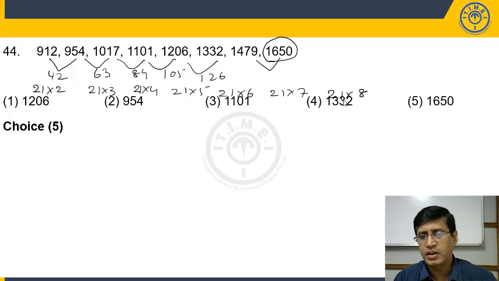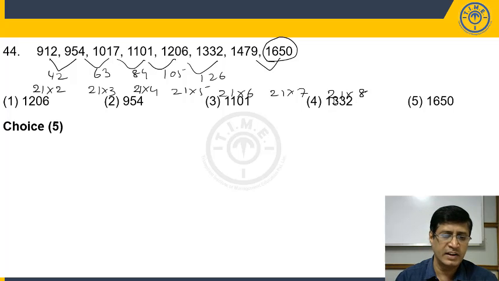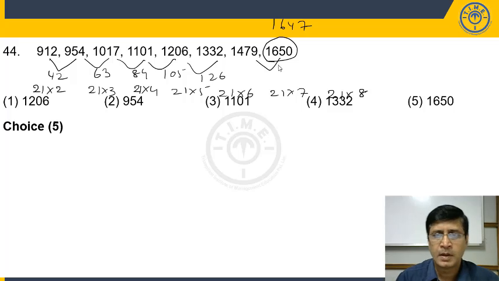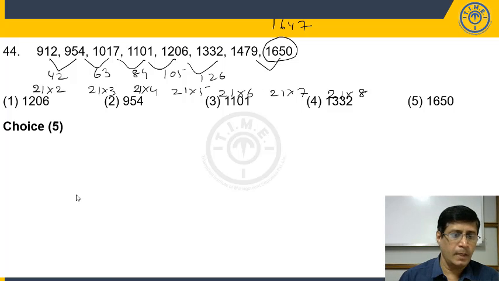The answer for this is option number 5, that is 1650. 21 into 8 means it is 168. So 168 means, what is the number? 1647 is the correct answer. Okay. Then the right choice is option number 5.